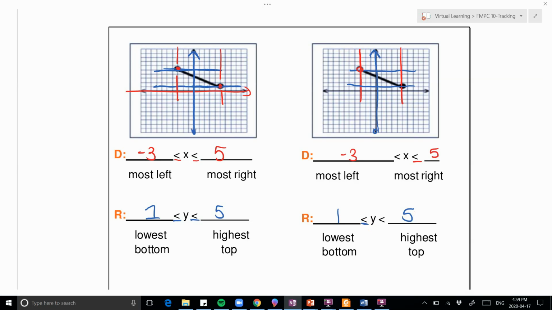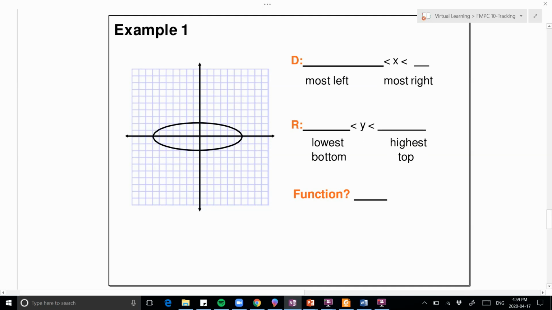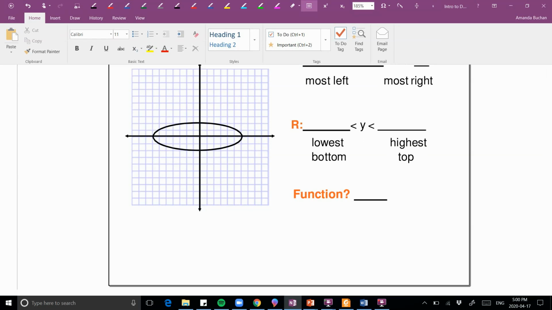Okay, so domain and range are almost like barriers. Like if we were to take our line and put it in a box, where would that box sit? So this time we have a circle. But remember that it's the same thing. What we're looking for is that line sandwich, the box that goes around my graph.